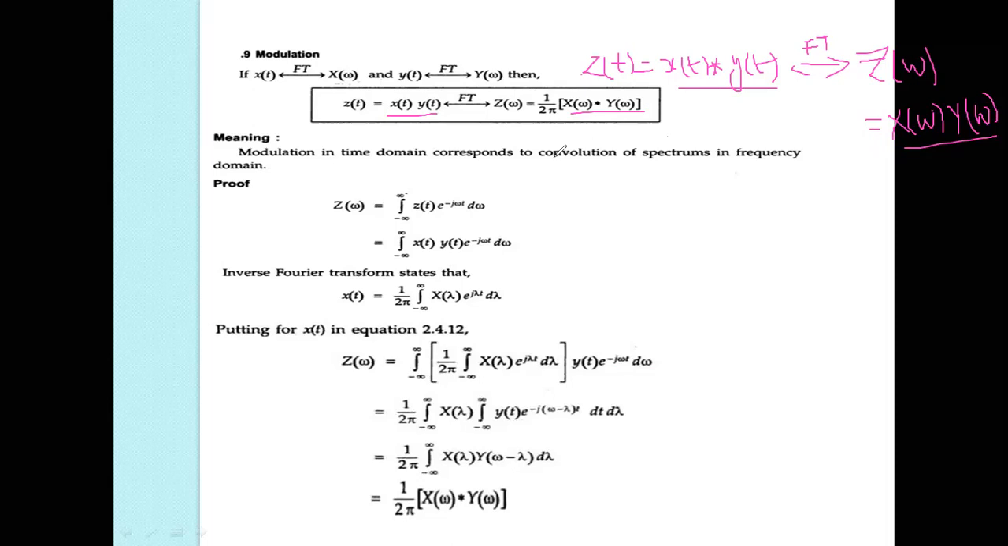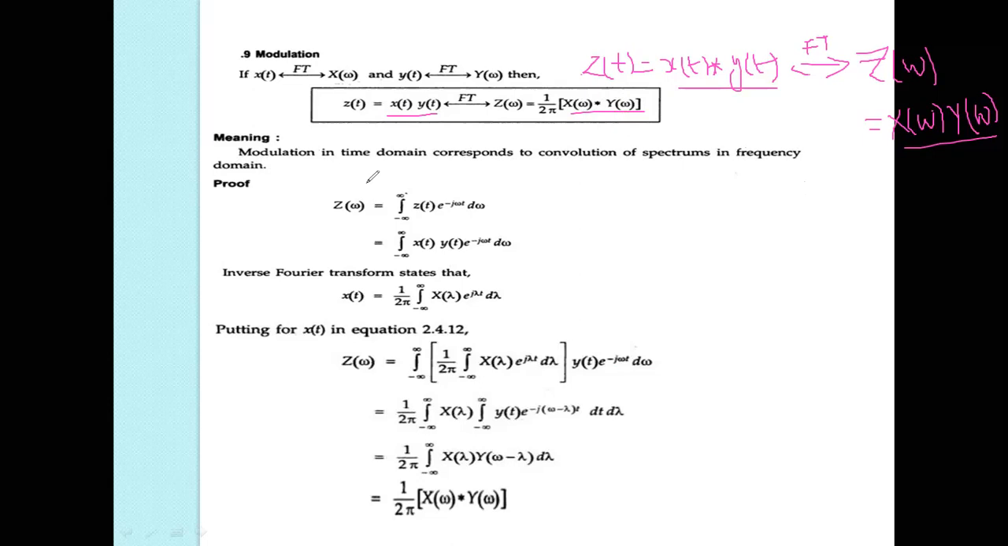But in the modulation, x of t and y of t, the Fourier series z of k is equal to x of k convolved with y of k. So, my students, modulation in the time domain corresponds to convolution of spectrums in the frequency domain.